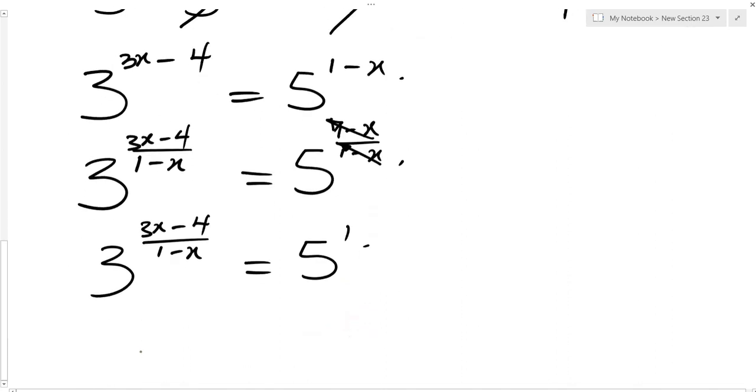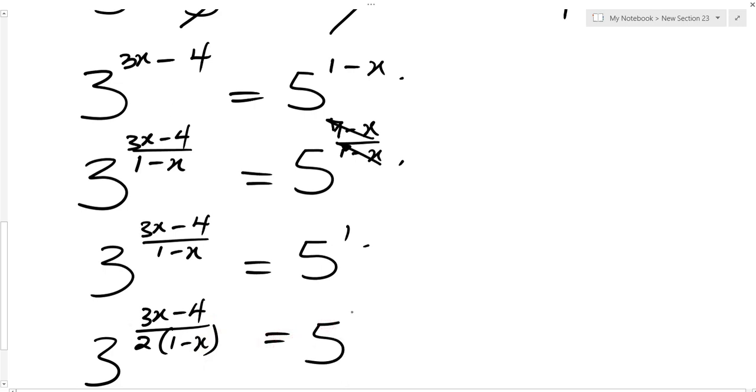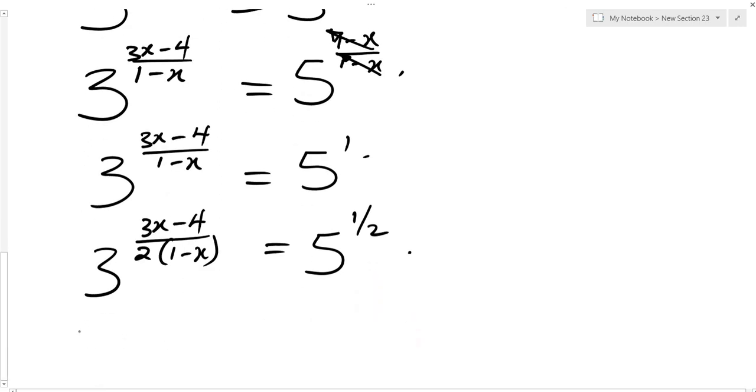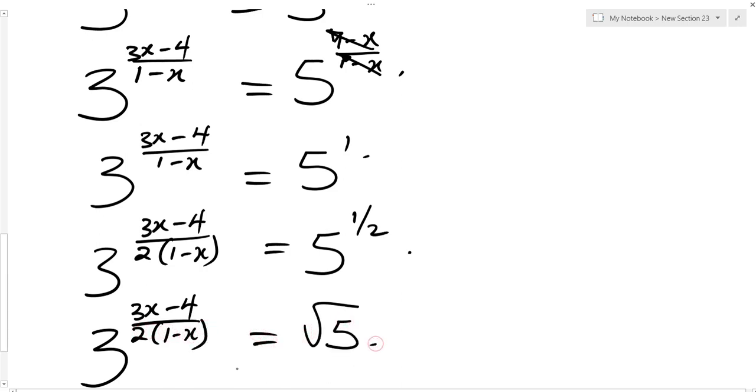So dividing the powers by 2, you have 3 to the power of (3x minus 4) divided by 2, divided by 1 minus x, is equal to 5 to the power of 1 divided by 2. Now, this expression, which is what we are looking for, 3 to the power of (3x minus 4) divided by 2 divided by 1 minus x, is equal to the square root of 5. So this is the final answer.